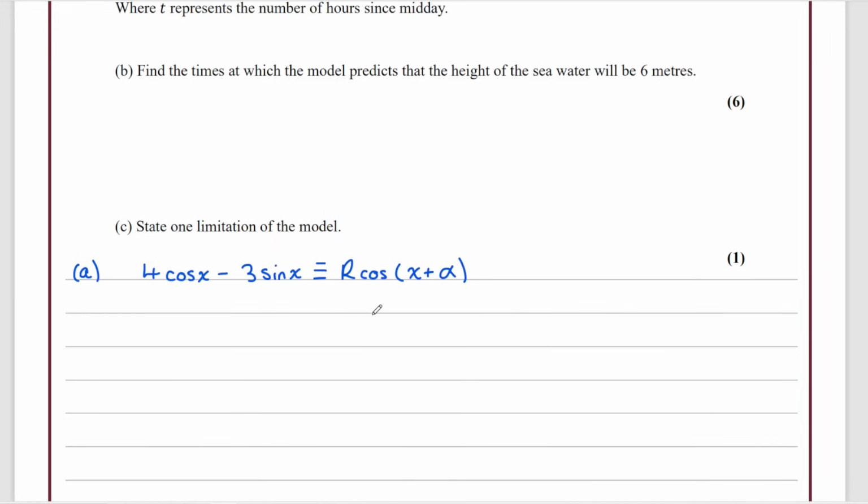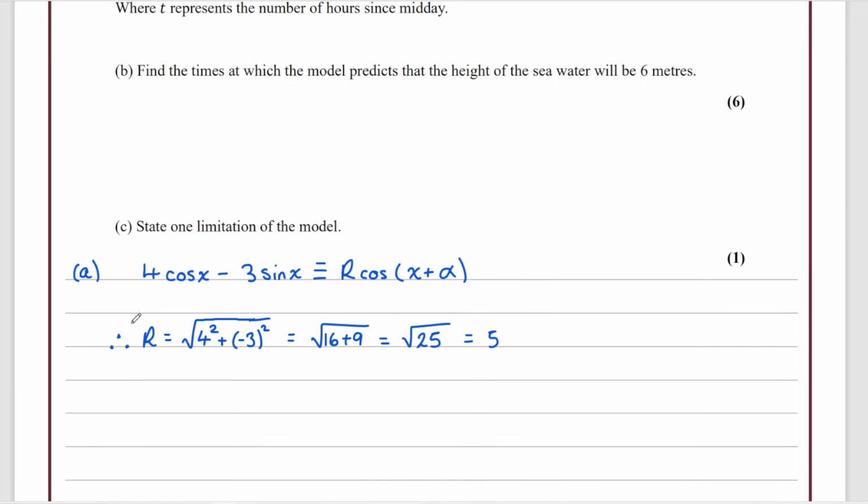Okay. Well, to begin with here, it's nice and straightforward to evaluate r. This is simply an application of Pythagoras. So r is equal to the square root of 4 squared plus minus 3 squared, which gives us the square root of 16 plus 9, which is the square root of 25, which would simply give us 5. So the value of r is equal to 5.